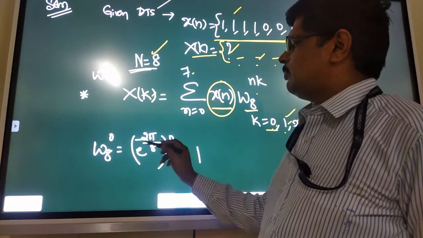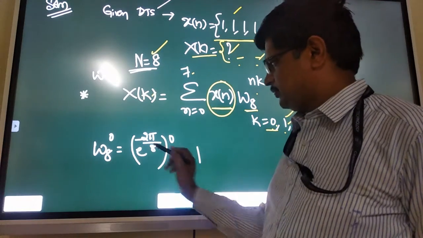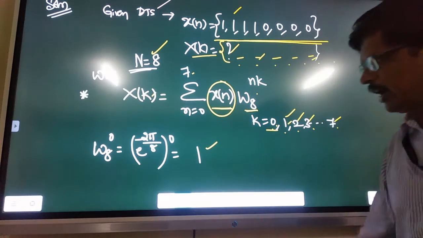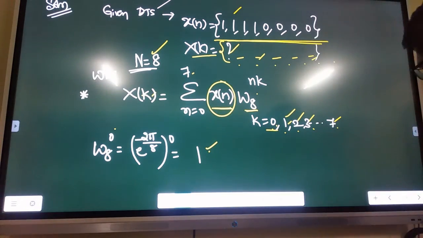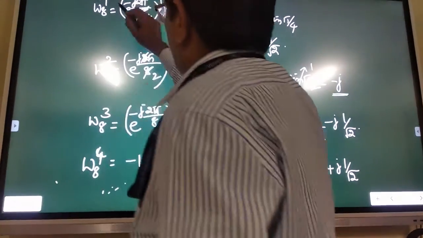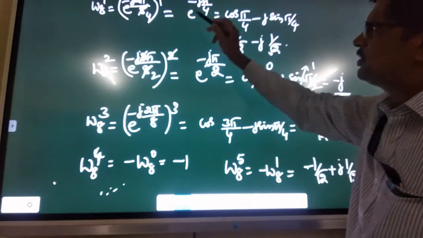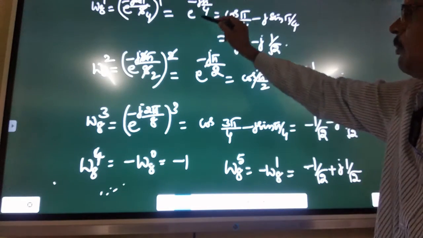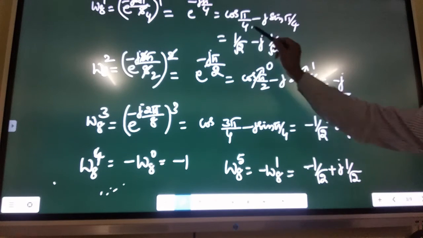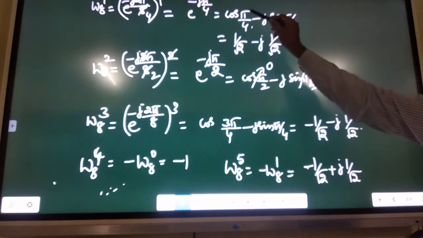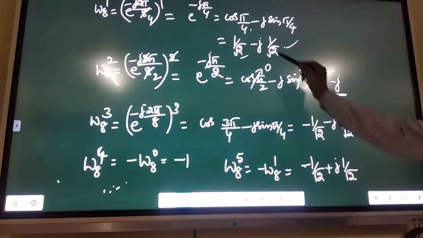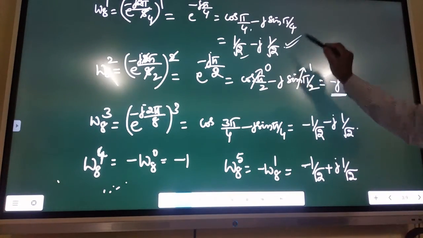Omega 8 power 0 is nothing but e power minus j2 pi by N, N is 8, into 0, which is nothing but e power 0, which is equal to 1. Then omega 8 power 1 is e power minus j2 pi by 8 to the power 1, which is e power minus j pi by 4, which is cos pi by 4 minus j sin pi by 4. Simplify this using a calculator: cos pi by 4 is 1 by root 2, minus j sin pi by 4, that is j 1 by root 2. This is omega 8 power 1.